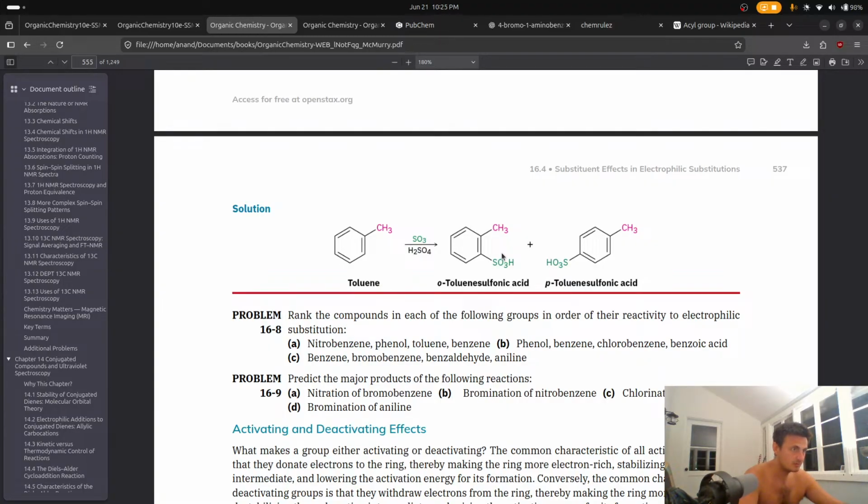Phenol, benzene, chlorobenzene, and benzoic acid. So phenol is going to be the most reactive, and I still don't know why. Oh, they're about to get into it. Okay, then it's going to be benzene, then chlorobenzene, and benzoic acid.